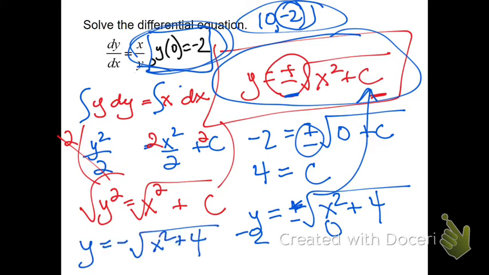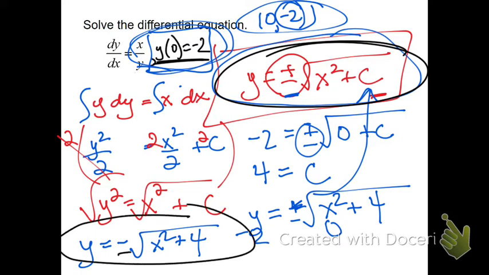Okay? So what was the main idea for that one? If it's the general solution and you have a square root involved, then you need the plus or minus. If it's the particular solution and I give you a point, then you have to figure out whether it's actually plus or minus out in front. Okay? All right, let's try another one.